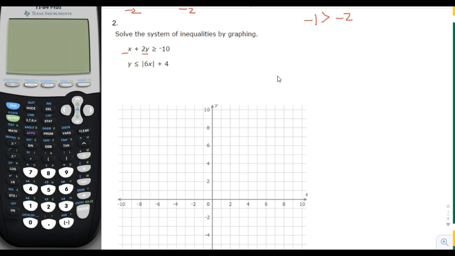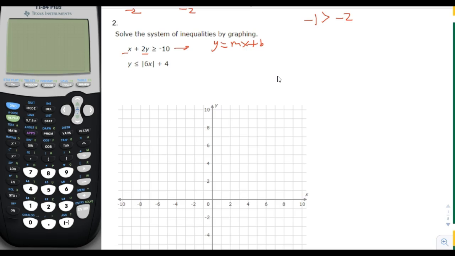All right, moving down to the two-dimensional problem. Solve the system of inequalities by graphing. Okay, so there's two equations here, and we need to graph each one separately. Let's do the easy one first, the one that doesn't have an absolute value in it. It's always easier to graph your equation if it's in what we call slope-intercept form, right? So let's put this in slope-intercept form, and then I think it's easier to draw it on the grid.